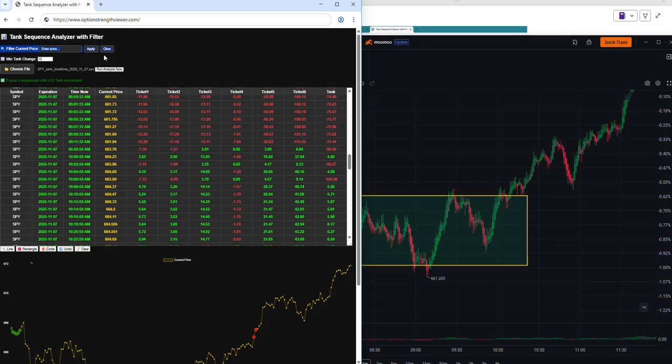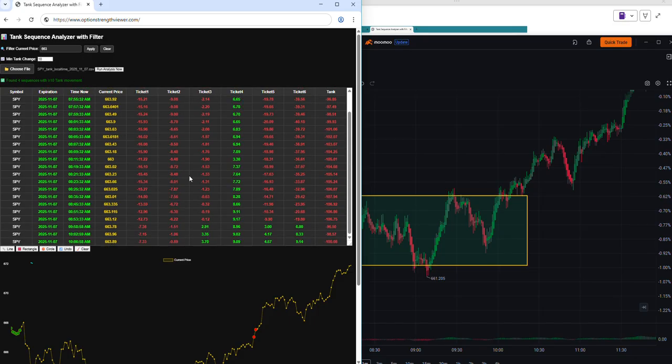What did it look like? What did 664 look like before? 664, we'll go ahead and hit apply and filter. So before 10 o'clock, which is 7:51, it was minus 54. A couple hours later, it is now positive and growing. So let's clear this out and go back to 663, apply.